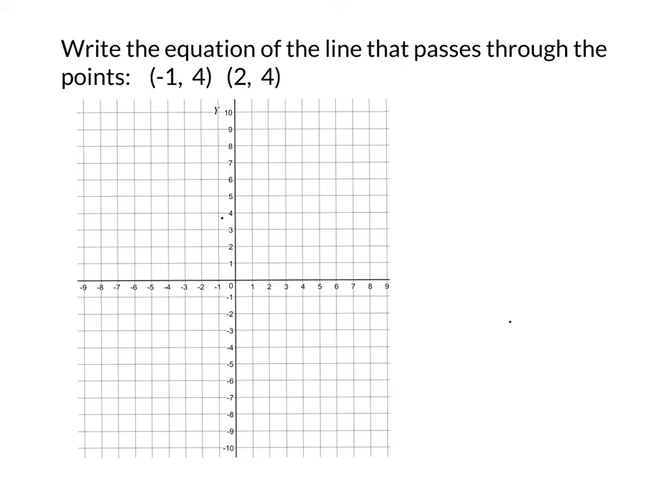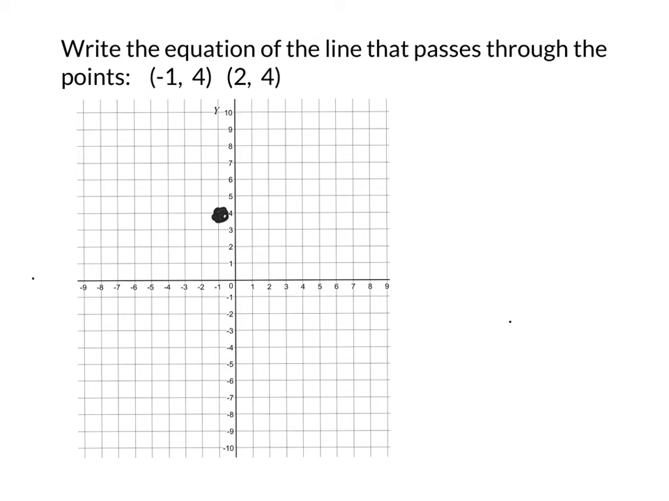You'll also see some problems like this on your summer assignment. It says, write the equation of the line that passes through these 2 points, and what I want you to notice is that the y values of these 2 points are the same. So let's graph those points so you can see what this line would look like. So we'd have 1 point at -1, 4. So from the origin, we go to the left 1 and up 4. So let's put a point there.